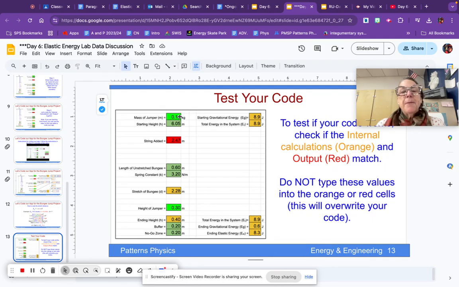Here's the thing. If you think you're going to shortcut this and just put in these green values without coding, you're not going to get anything in these orange and green boxes. That's going to be really apparent to me. So don't do that, okay? Have a good time with it.